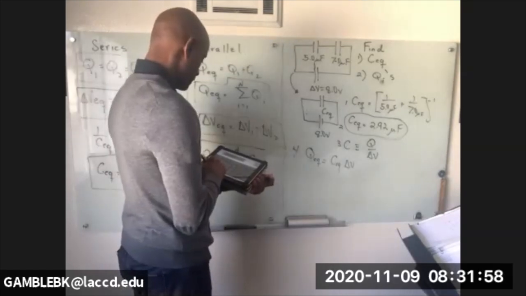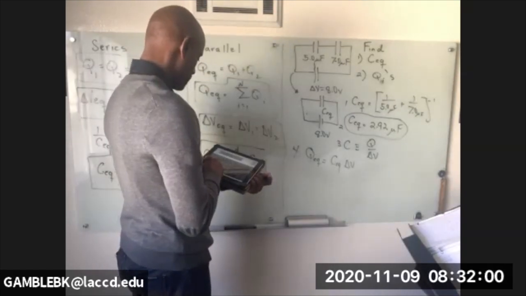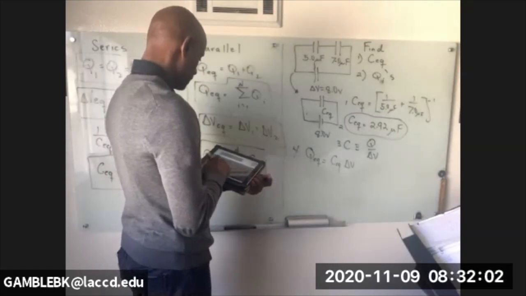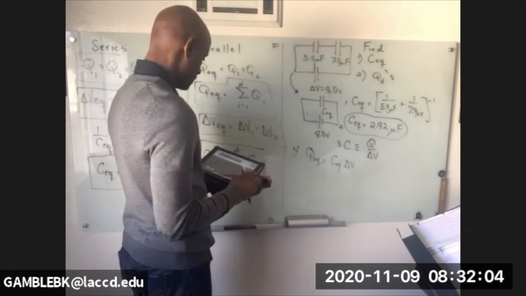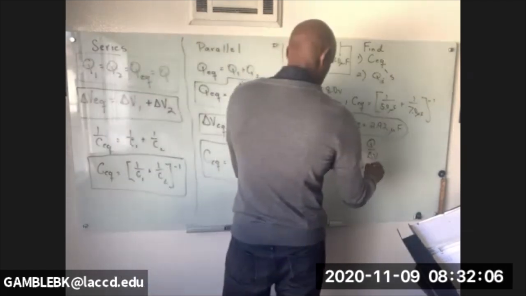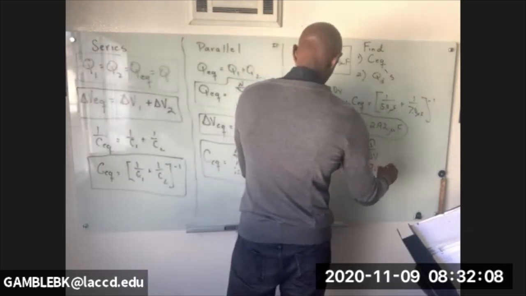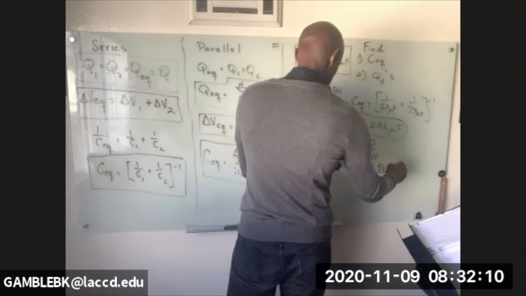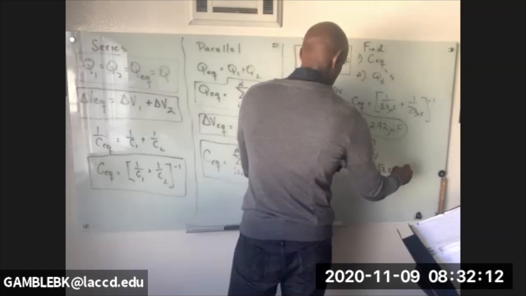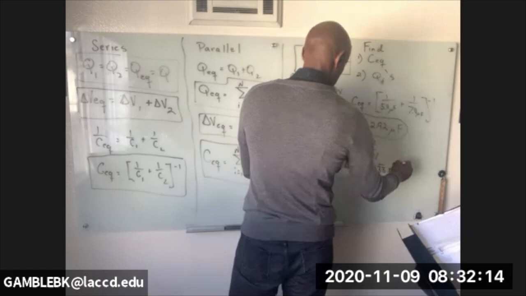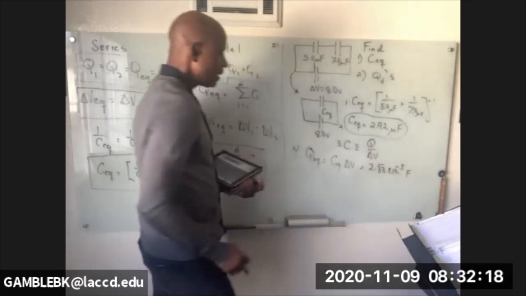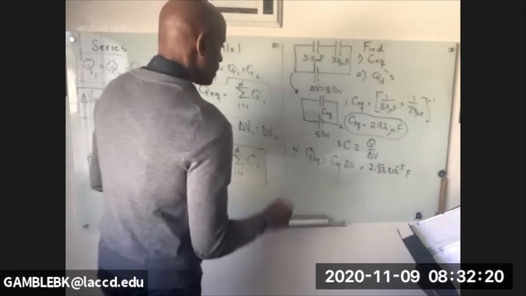So that looks like 2.33 times 10 to the negative 5th farads.